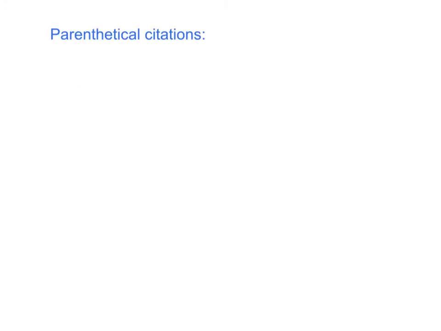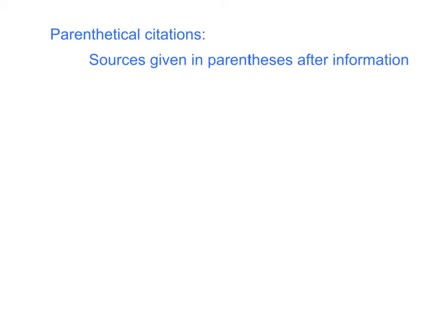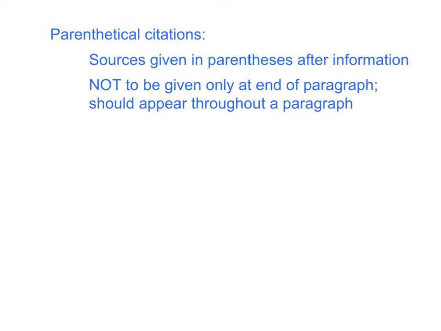In your research paper body, you will be giving a lot of parenthetical citations. Let me explain what those are. They are sources given in parentheses after the information. And so, parentheses are these little things. Okay, parenthetical citations are not to be given only at the end of a body paragraph. They should appear throughout a paragraph. Basically, you should provide a citation every time you're giving information that didn't come from you, information that instead came from one of your sources.